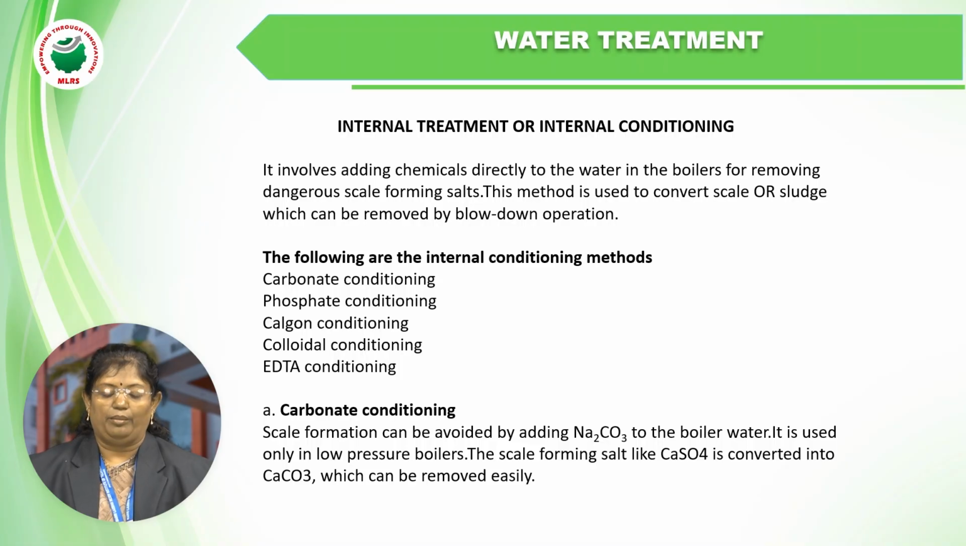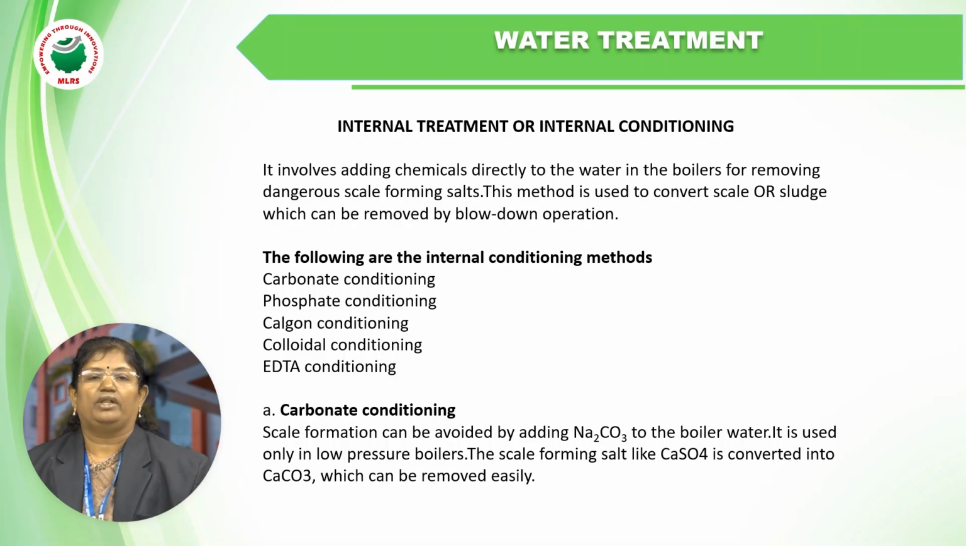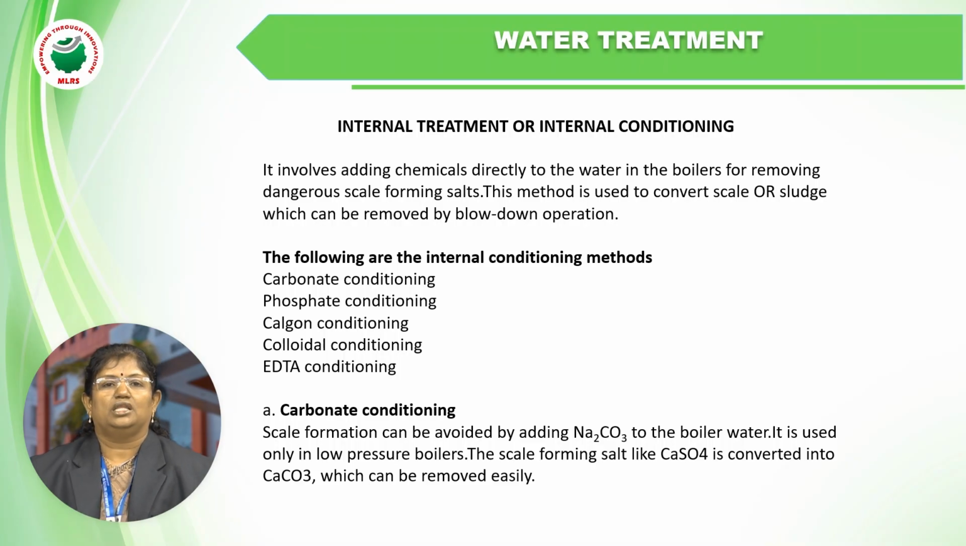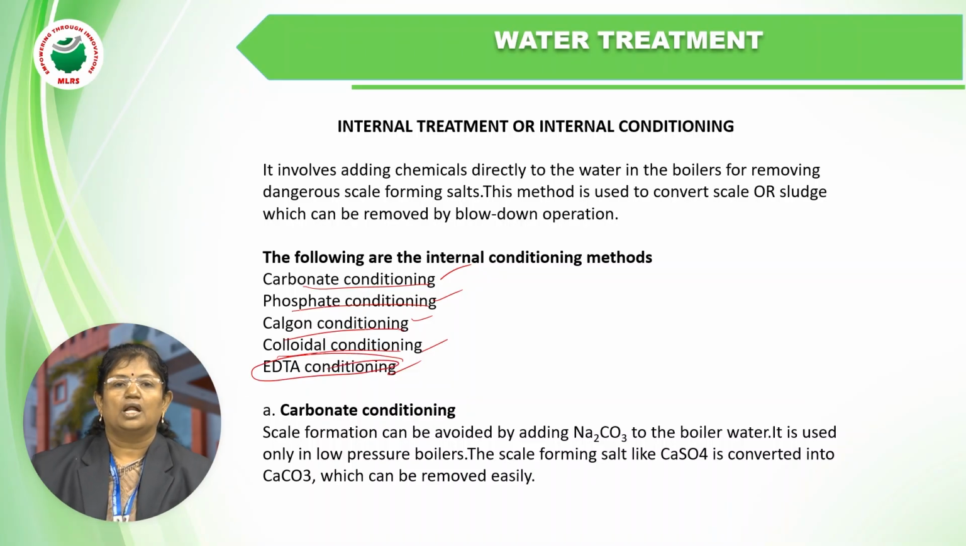Now, coming to the internal treatment, or internal conditioning. What is the meaning of internal treatment? Internal treatment is nothing but adding reagents. Treatment done within the boiler is called internal treatment. It is also called conditioning. The different types are carbonate conditioning, phosphate conditioning, Calgon conditioning, colloidal conditioning, and EDTA conditioning. These are the different methods of conditioning done by internal treatment.